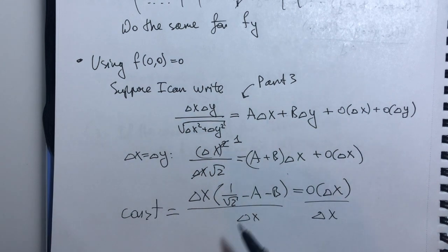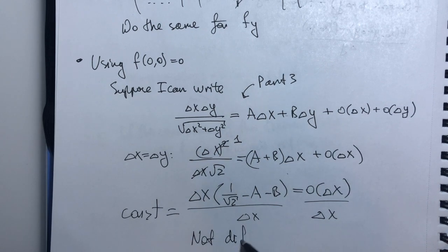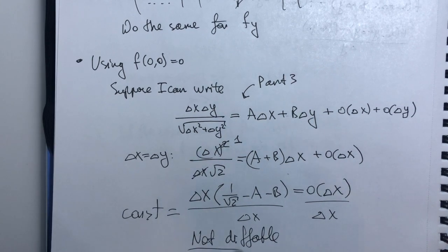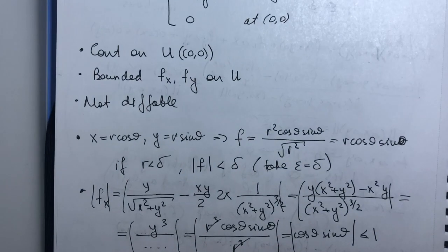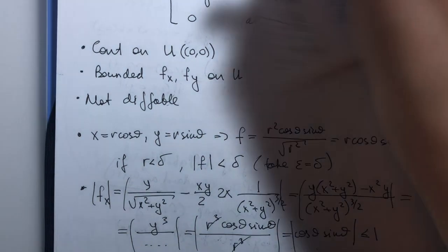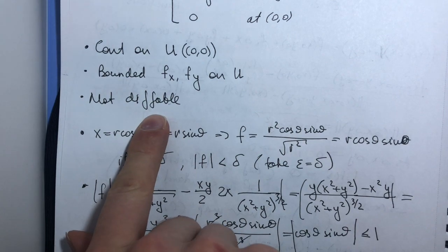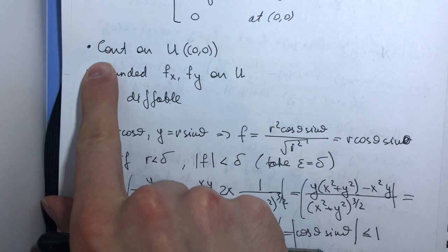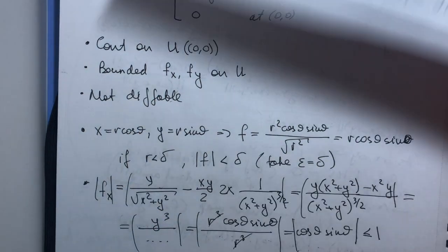And it clearly does not tend to 0. So this function is not differentiable, even though partial derivatives were bounded. So once again, you see it was continuous. So differentiability does imply continuity, but continuity can take place without differentiability, right?